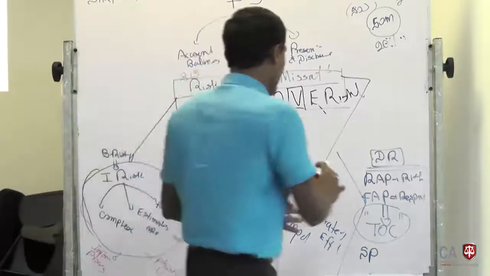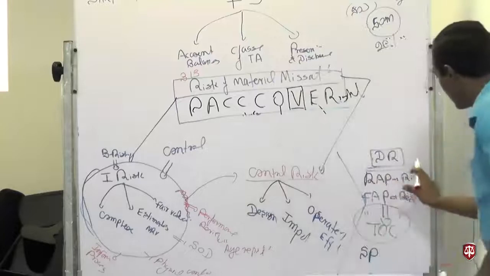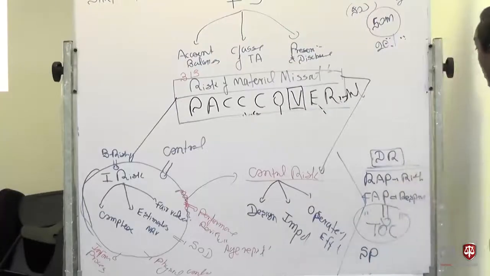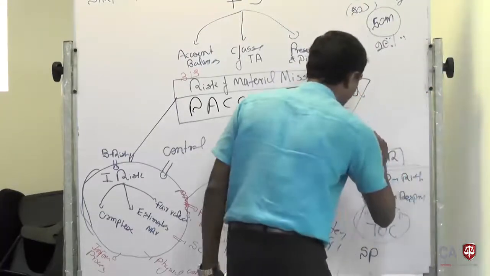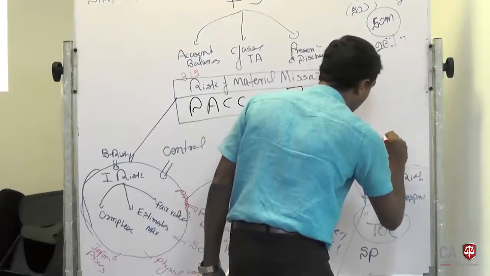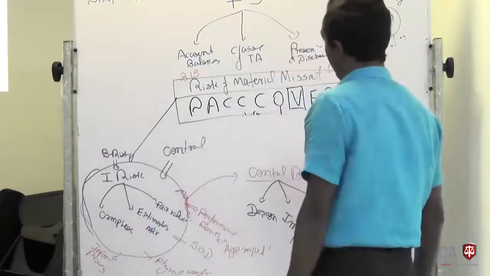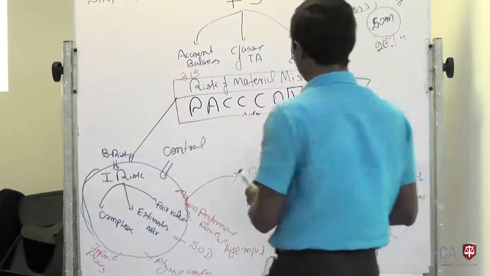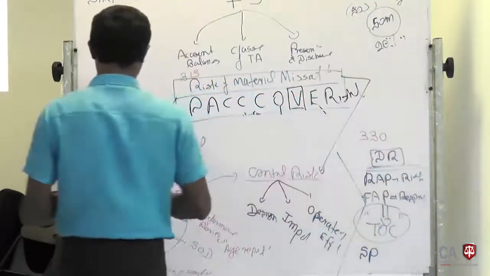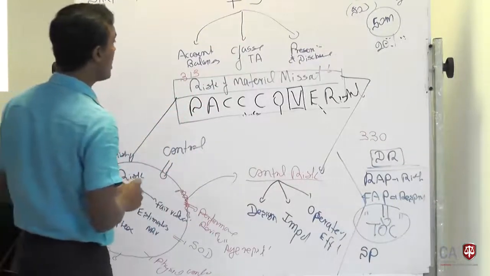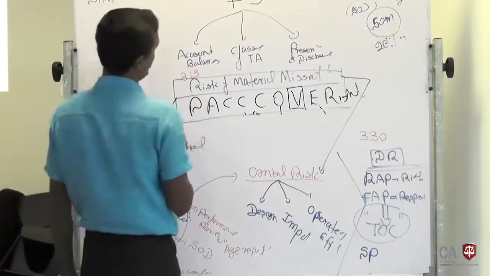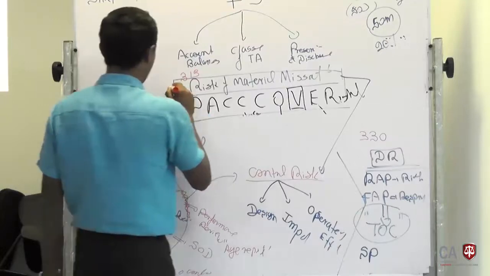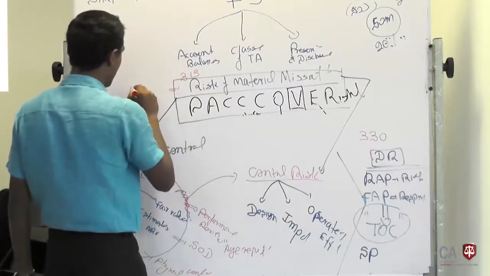Then through this RAP and FAP, risk assessment procedures to identify risk and further audit procedures, which is covered in 330, the auditor's response standard. So that's the connection to the standard. One more thing I want to explain to you. Now these risks are called assertion level risk. I will write here, these are assertion level risk.